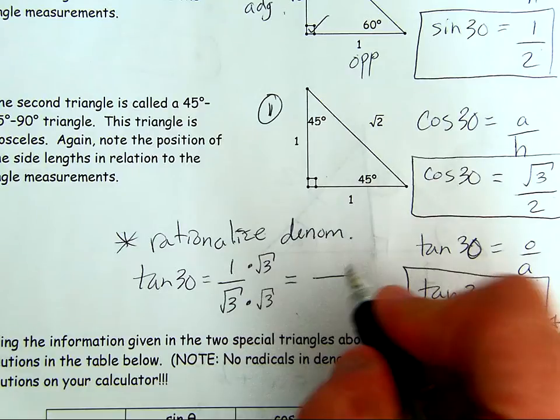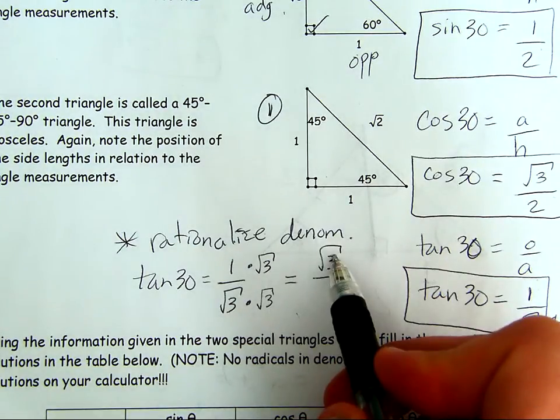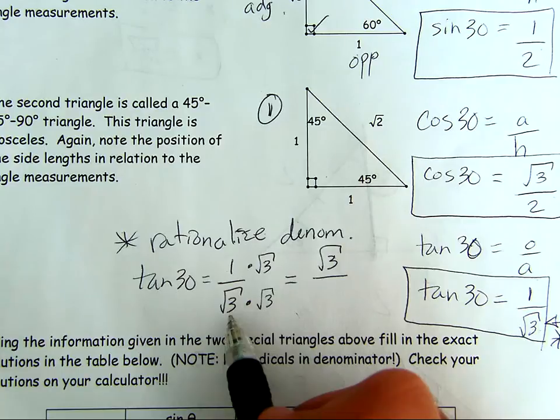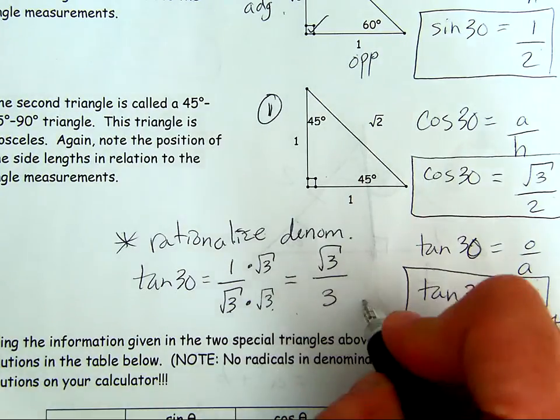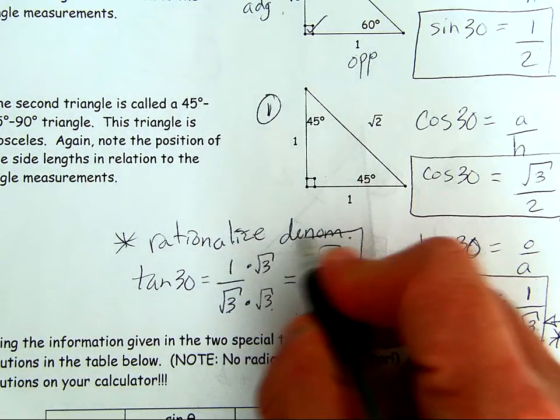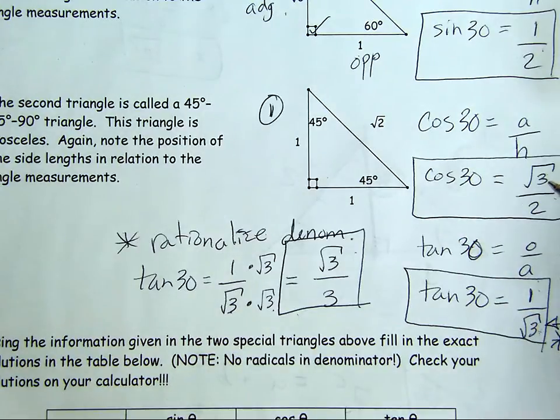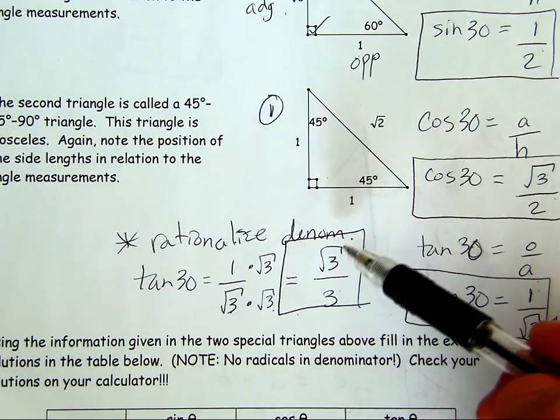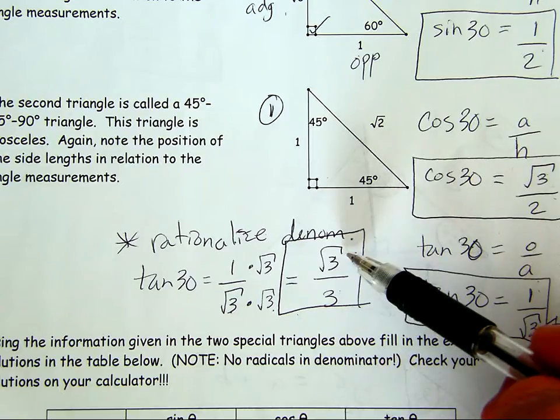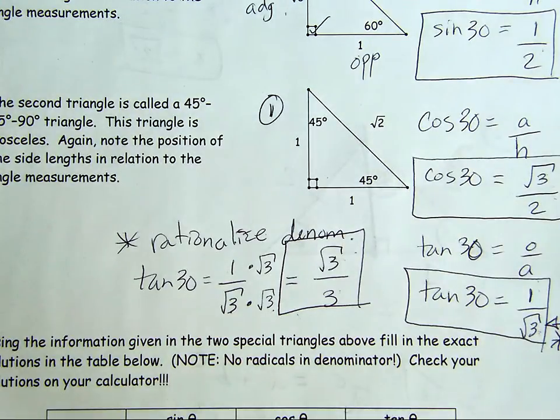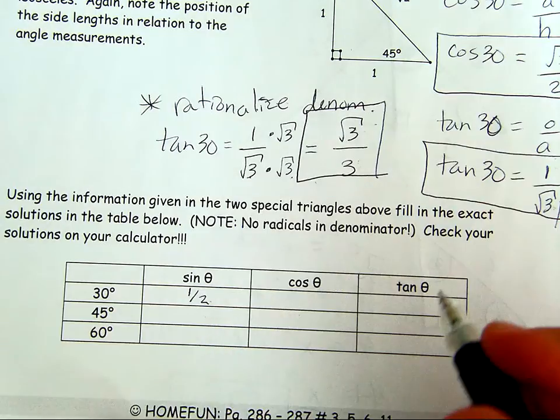What will happen is on the top, you will get root 3, because 1 times root 3 is root 3. And on the bottom, root 3 times root 3 is the square root of 9, which is 3. This is what the back of the book will have written, root 3 over 3. Because the bottom can never be a radical. If you do tan of 30, it's the same as root 3 divided by 3.